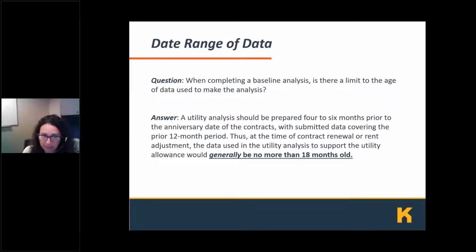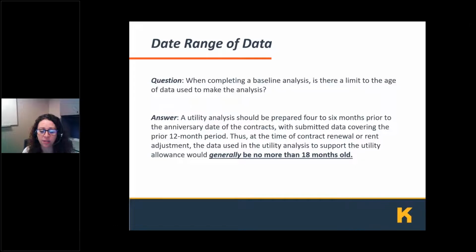Okay, so when completing a baseline analysis, is there a limit to the age of data used to make the analysis? I'm not going to read this whole answer. This comes from a HUD frequently asked question, but I do want to make note of the underlined sentence at the bottom. Generally be no more than 18 months old.